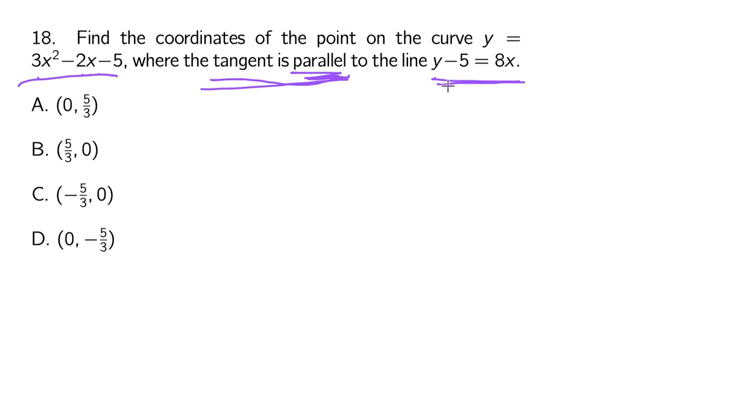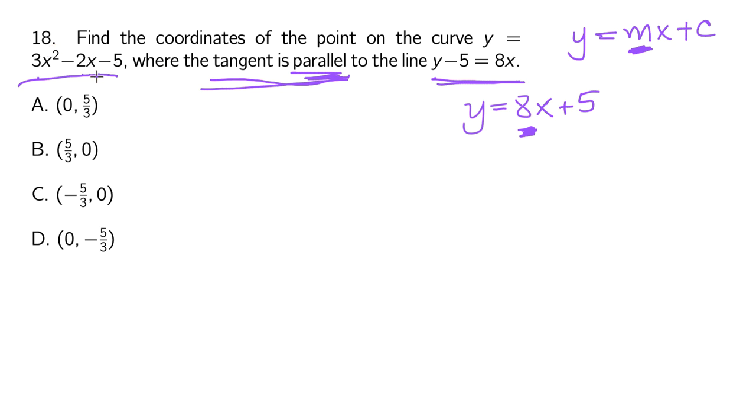And I assume we know the gradient of this line. This line is really in the form y equals mx plus c. So when that is the case, the gradient is just m. Y minus 5 equals 8x is the same as y equals 8x plus 5. So our gradient is 8. So we are going to set 8 equal to something.